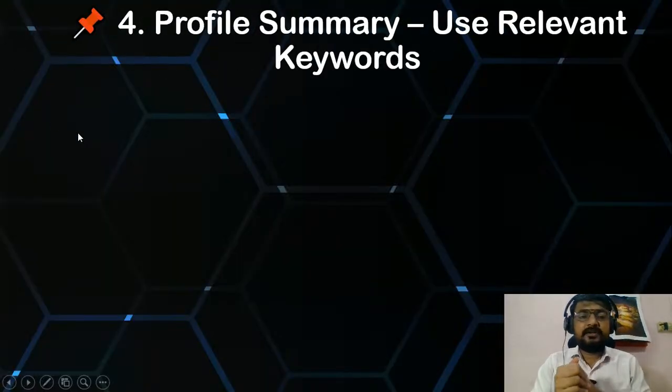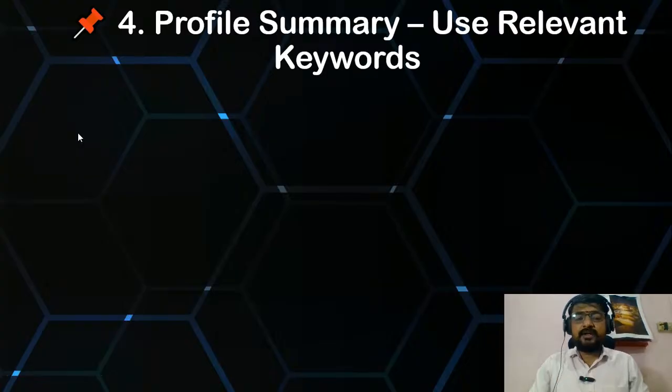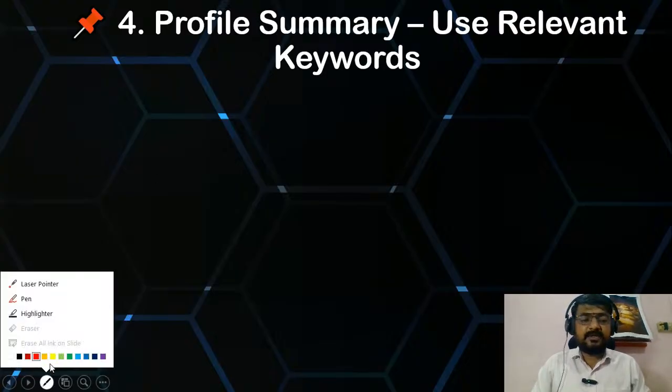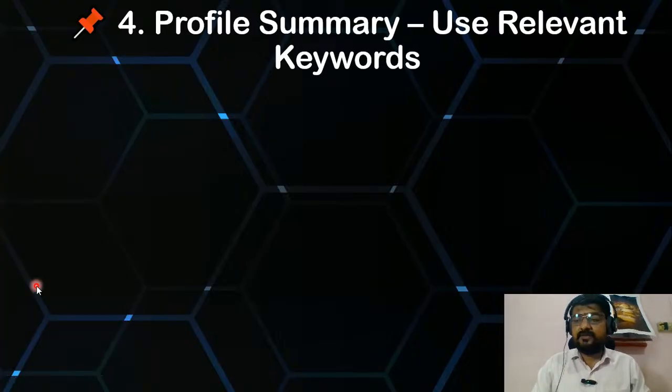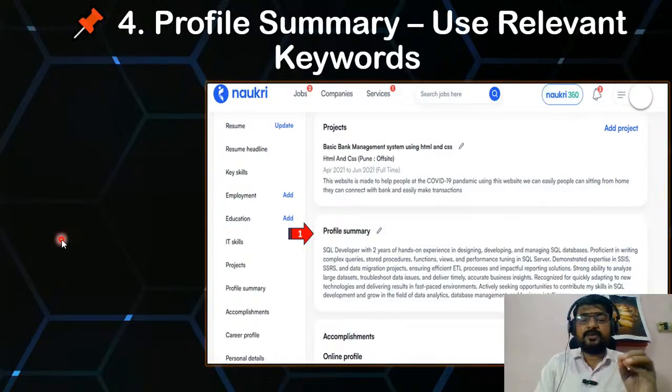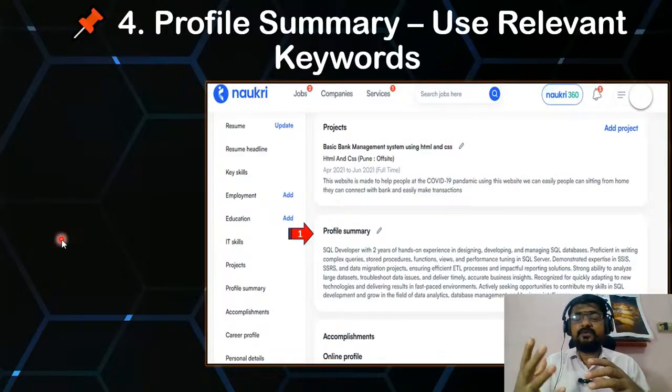The fourth important tip is the profile summary. You should update your profile summary regularly. Why do we need to update it? Because when the algorithm works, or any recruiter searches, there is a probability that some detail you have mentioned in your profile summary is useful for searching. So based on that profile summary, your profile will be highlighted.